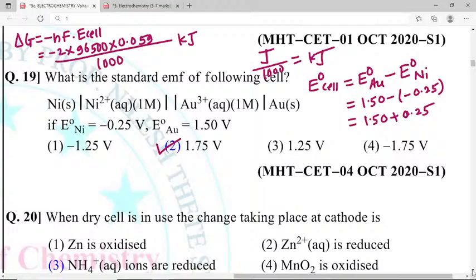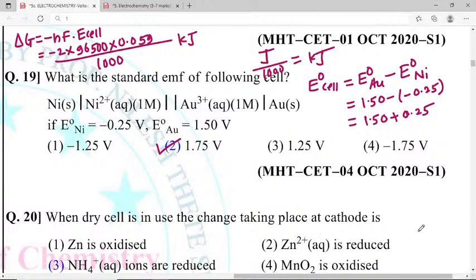Are you getting question number 19? Very easy question. Question number 19. Okay, got it everyone? Next question.